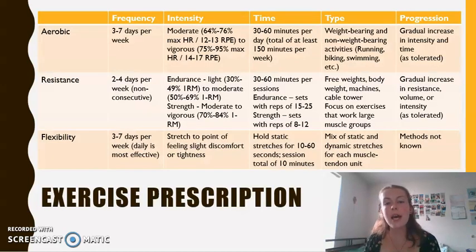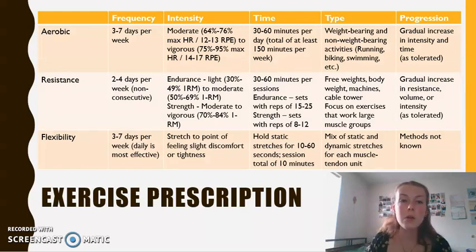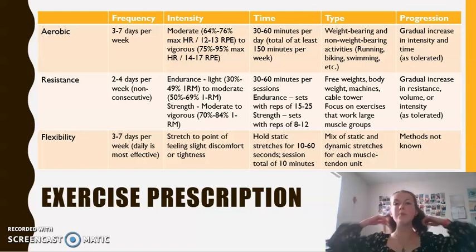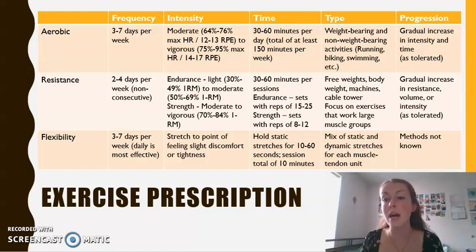And here's just an example of an exercise prescription I would prescribe Danielle. We're going to do some aerobic, 3 to 7 days per week, resistance 2 to 4 days per week, non-consecutive, and flexibility 3 to 7 days per week. These are basically the guidelines for a healthy adult. Because once she does get that thyroid hormone under control, she exercised regularly, so she should be all right to work out like a healthy average person.